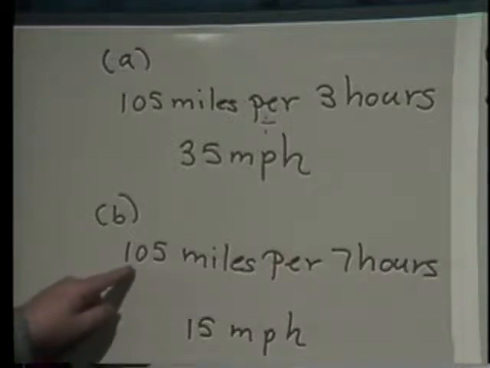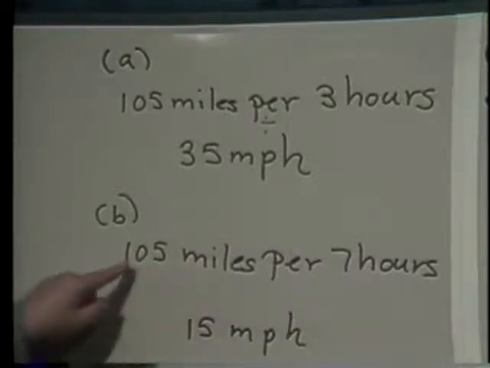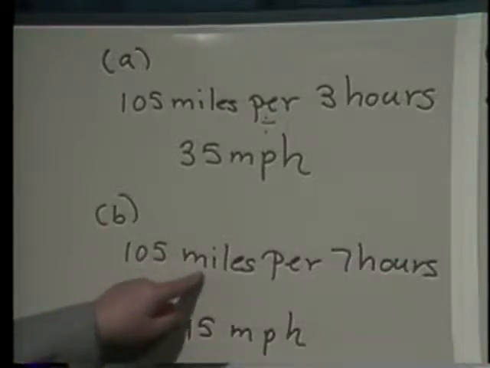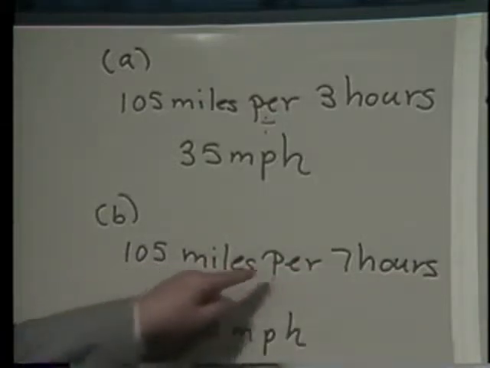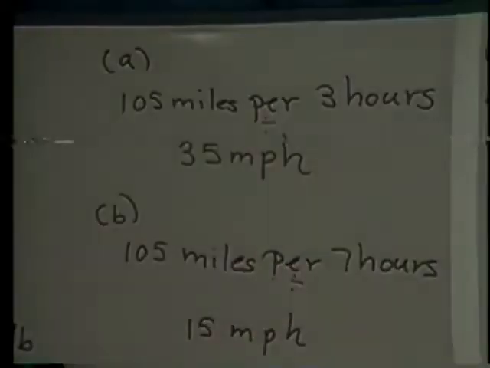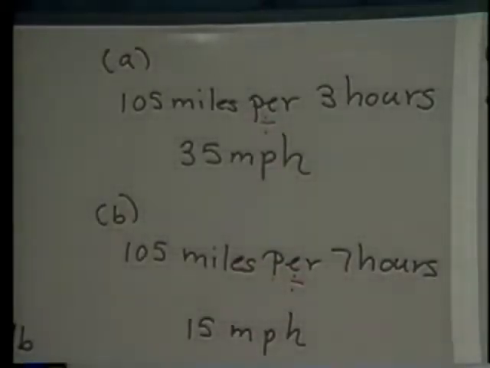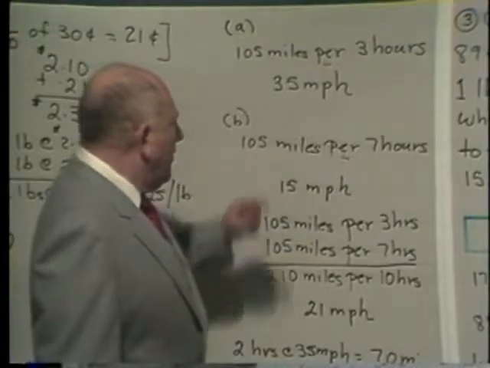In the second problem, you see you're still going the same distance. See the difference between distance and rate? You're still going the same distance, 105 miles, but now it's taking you 7 hours. You're going 105 miles per 7 hours. Per still means divided by. So we divide the 105 by the 7, and that gives us 15 miles per hour. See, so far, still no trick. 15 miles per hour, 35 miles per hour.